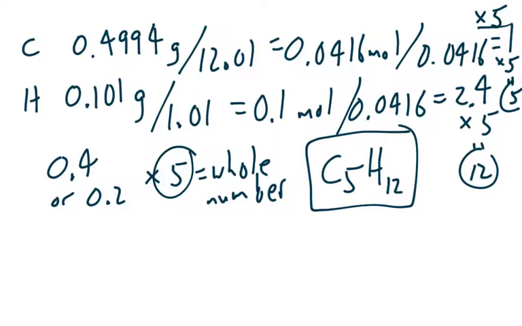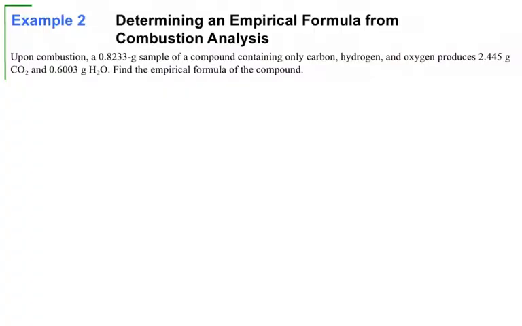Okay, so again, if it ends in 0.4 or 0.2, you don't see this one often. You multiply by 5, and that's how we got to C5H12 as the final answer. Okay? All right, so this one's a little bit more complicated. The reason is this is not a hydrocarbon. This one has 3 elements. Okay? However, they also tell you the mass of the entire sample. You'll see the importance of that in just a moment.